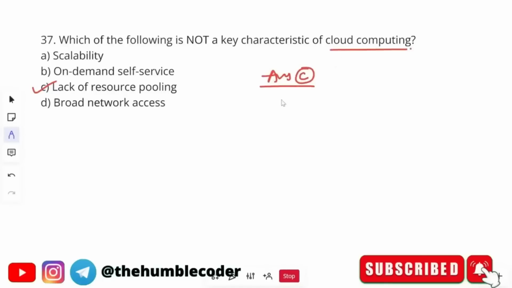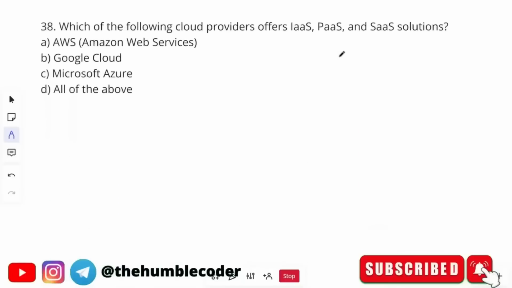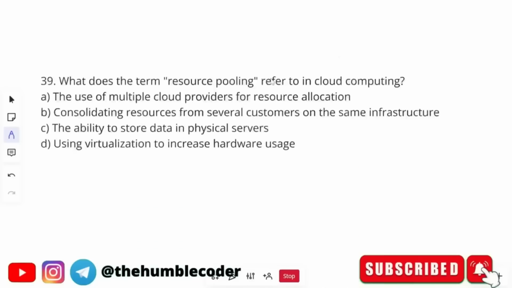Okay. Moving on to the next question. Which of the following cloud service providers offers IaaS, PaaS, and SaaS solutions? We have different options: AWS, Google Cloud, Microsoft, and all of the above. So guys, the correct answer in this case is again going to be all of the above, because all of them provide these services. Okay, let's now see the next question that we have.